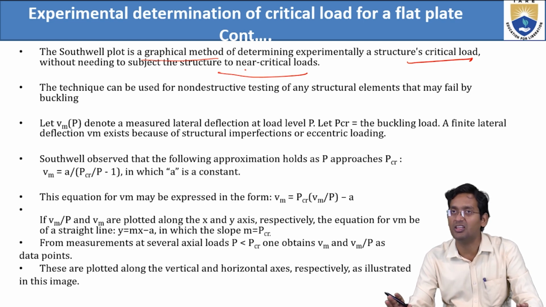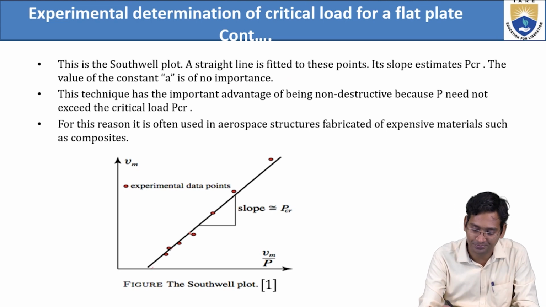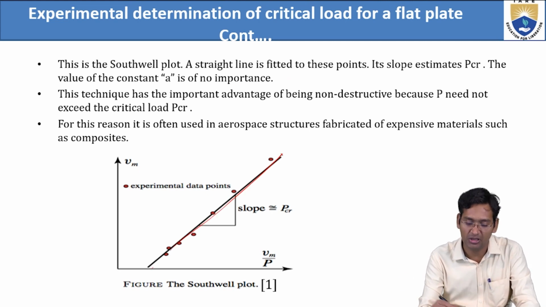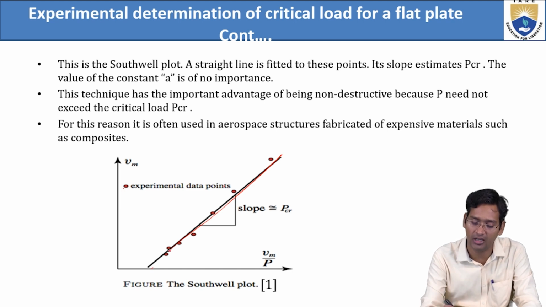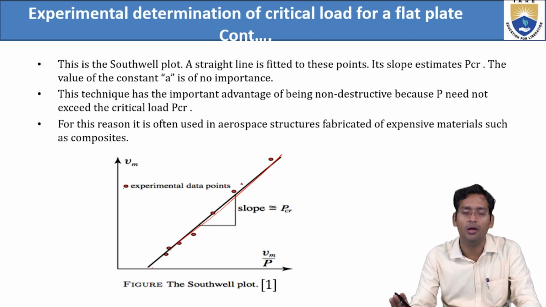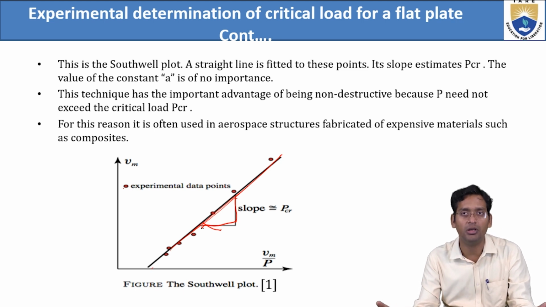Thus we find it graphically, right? How? Determining the experimental structure means once we have this curve based on the experimental data, just plot the curve. This is the experimental data. According to the experimental data, plot the curve and find the slope of that curve. Whatever this curve is, find the slope of that curve. That will give you the critical load, that is Nx,cr. Okay.